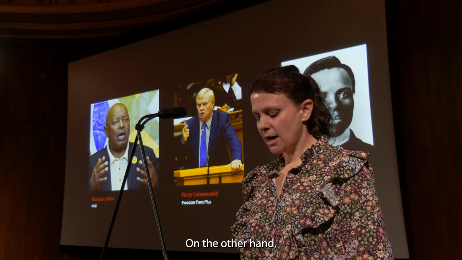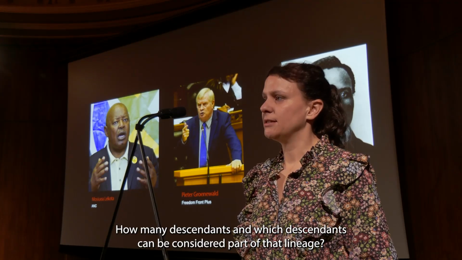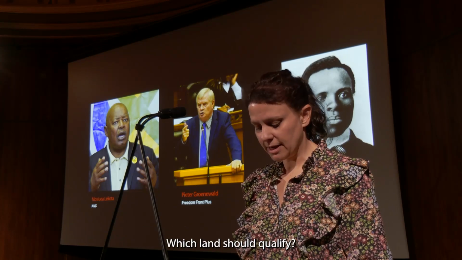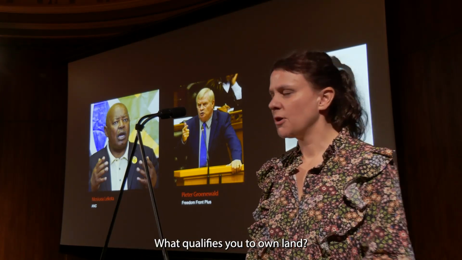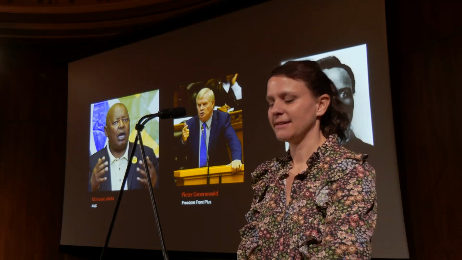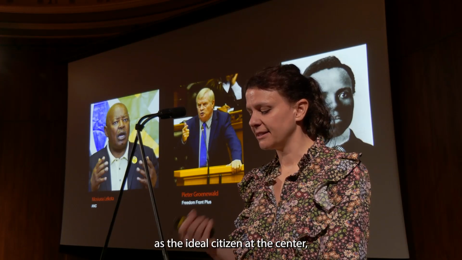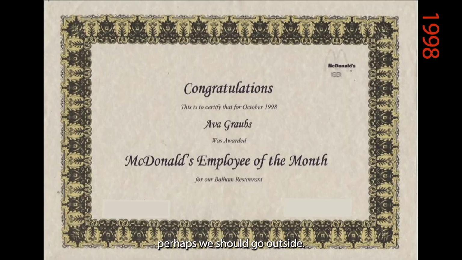On the other hand, how do you trace and redistribute land to the families who originally lived there? How many descendants, and which descendants can be considered part of that lineage? Which land should qualify? How much do you get? And paramount to this, what qualifies you to own land? In order to understand inherited privilege as the ideal citizen at the centre, perhaps we should go outside.